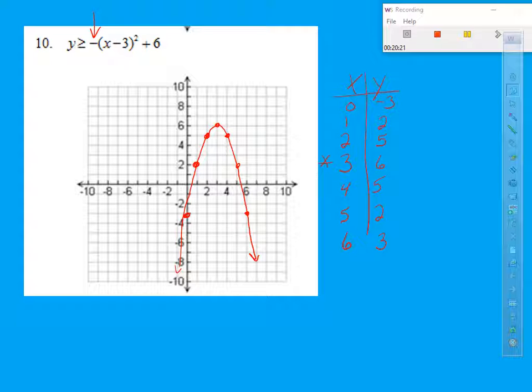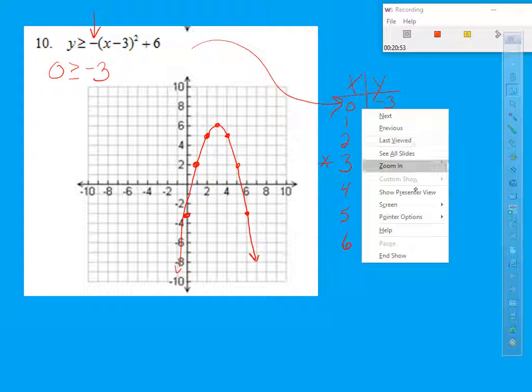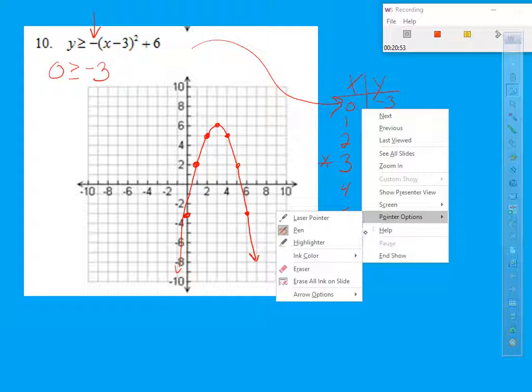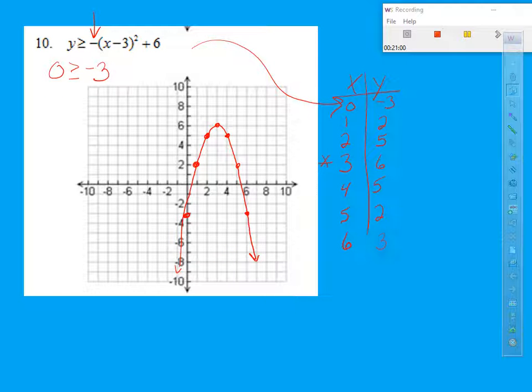To decide if we shade inside or outside, write a 0 for the y. And then we need to run 0 through this equation. But we've already done it. When I ran 0 through that equation, I got negative 3. So ask yourself, is 0 greater than negative 3? And since it is, we want to shade the outside. So in this case, I'd like to shade the outside.